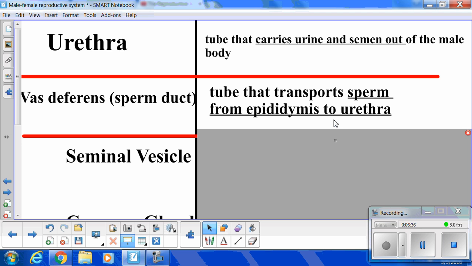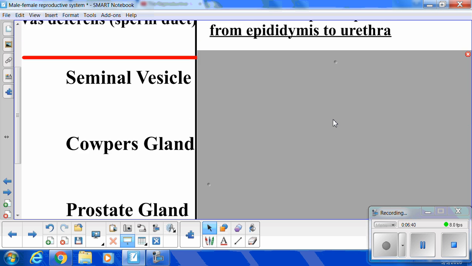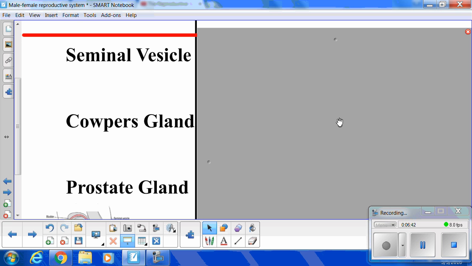The next structure on our list are a couple of glands. So the glands are the seminal vesicle, Cowper's gland, and prostate gland. You've probably heard at least of the prostate gland, as that tends to give men some difficulty as they age. And these glands are important because they help the survival of the sperm cells as they leave the body.